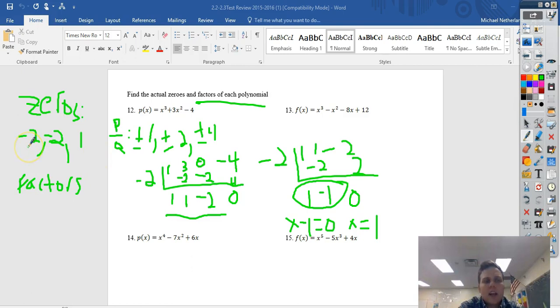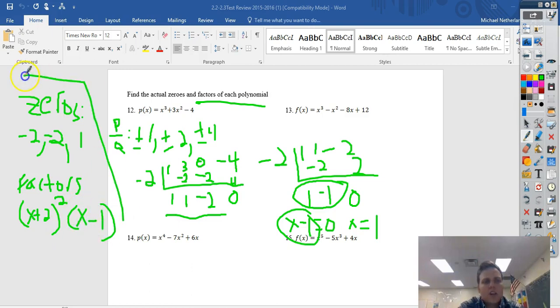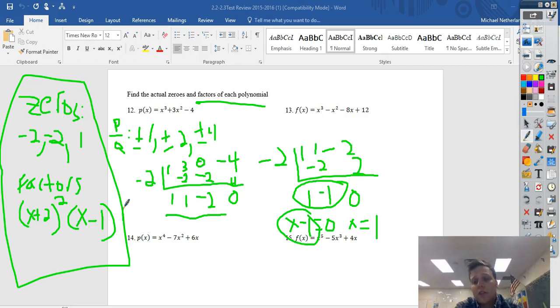If you have a 0 at negative 2, you know that came from a factor of x plus 2. Now, I have another 0 at negative 2, so since I have two of these, it would be x plus 2 squared. And then I have a 0 of 1. You know that came from x minus 1. So there's your zeros, and there's your factors. That's how you use the rational zero theorem to solve if all your zeros are rational numbers.